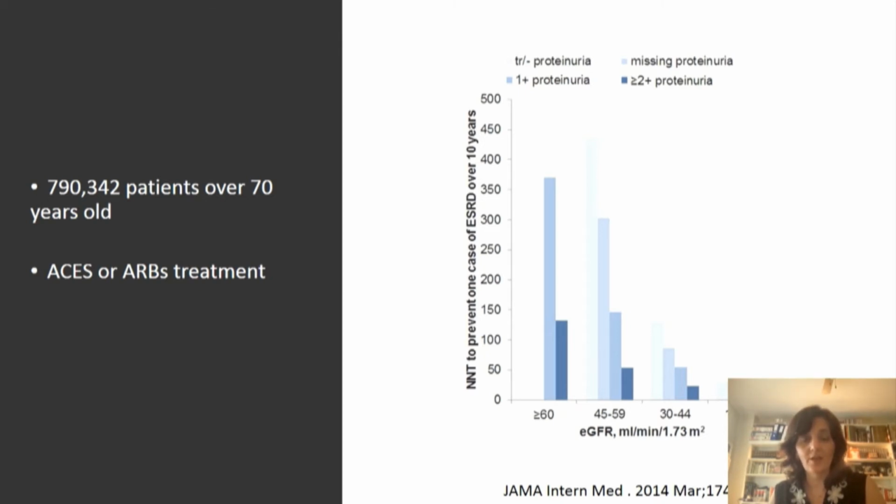This is a simulation study in a retrospective cohort within the Department of Veterans Affairs that includes almost 800,000 patients over 70 years old. As you can see in the graph, where the vertical axis represents the number of patients needed to treat to prevent a case of end-stage renal disease, the benefit obtained in the older population is similar to that in the younger population. Real benefit is present when proteinuria is greater than 1 gram per day, and the benefit is especially greater when GFR is low.